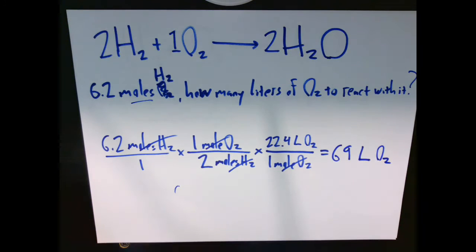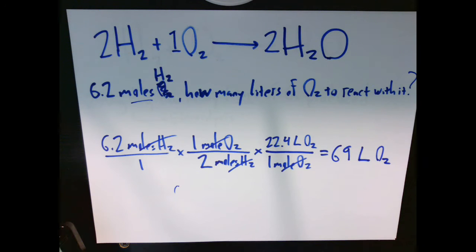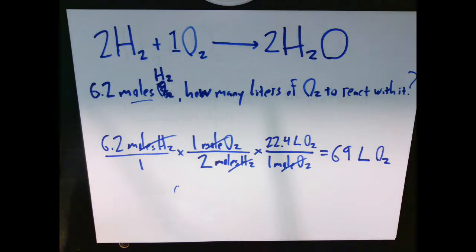So to fully react with the hydrogen, we need 69 liters of oxygen, which, 22.4 liters is about the size of your average beach ball. So imagine about 3.5 beach balls, and that's the volume of oxygen we're dealing with. So if you were doing this reaction, you would then know you would need that much oxygen.